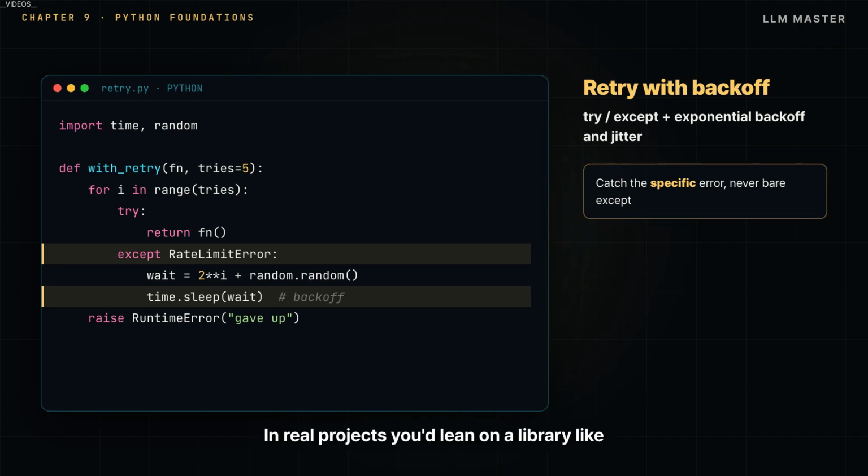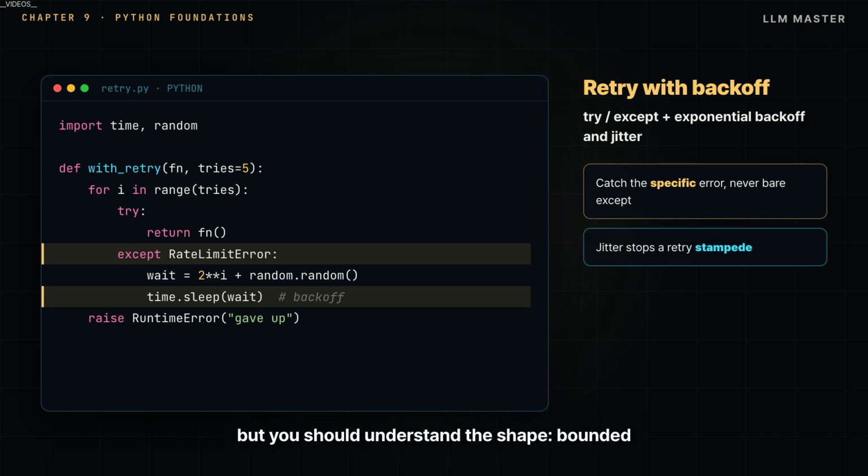In real projects, you'd lean on a library like Tenacity rather than hand-rolling this, but you should understand the shape: bounded retries, growing delays, jitter, and a hard ceiling.